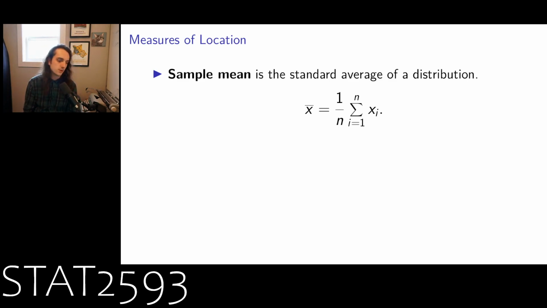As a brief review of our notation here, remember that n is our total sample size, x_i denotes each observation, and so the sample mean, which we denote by x with a bar over it, or x bar, is going to be 1 over n times the sum across the whole data. So it's what you think about as the average.